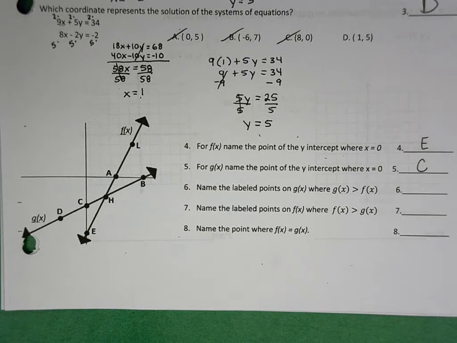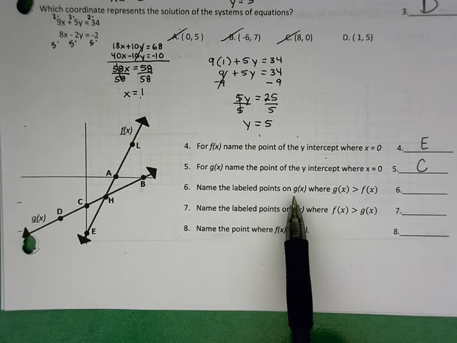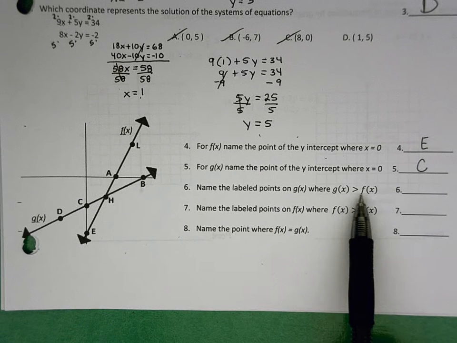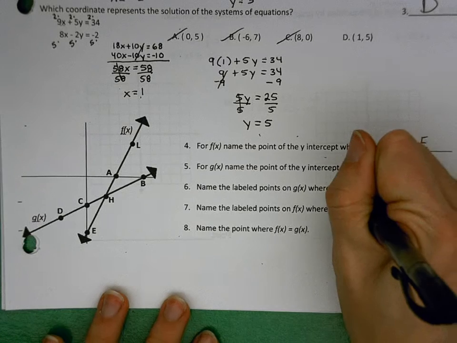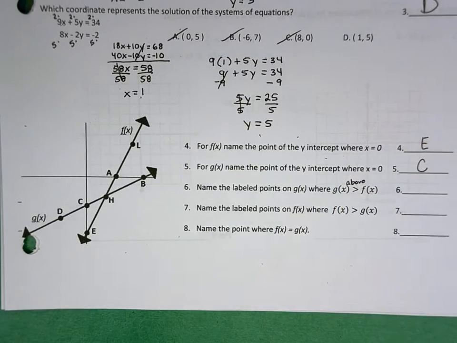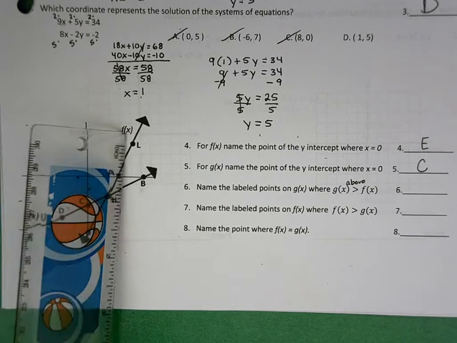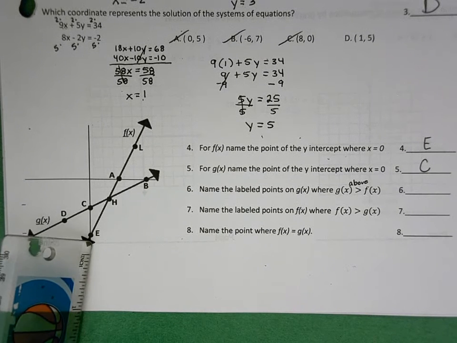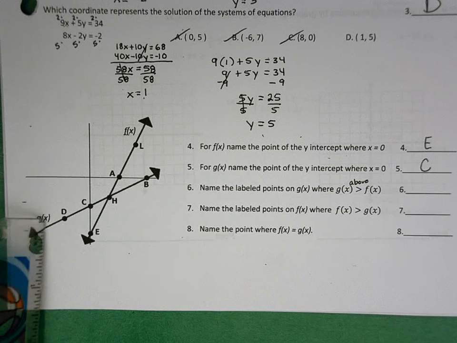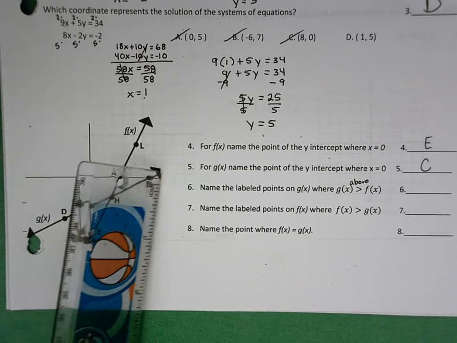Okay, next up, we're asked to name the labeled points on g of x where g of x is greater than f of x. Okay. And so if g of x is greater than f of x, it means that for that part of the graph, g of x has to be above f of x. Well, if I were to test this by kind of putting a line on, I notice here that I have 4 parts. I have this piece of f of x and this bottom piece of f of x. I have this left piece of g of x and this right piece of g of x.